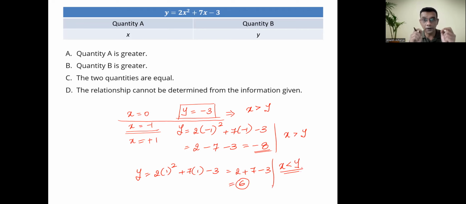So you see, depending on the values of X that we take, X is either going to be greater than Y or X is going to be less than Y. So what choice will you choose? You will end up saying that the relationship cannot be determined from the information given, right? Now, you could have solved that by using the quadratic equation of 2x squared plus 7x minus 3 and factorizing them, but this would have been an easier way of doing it.